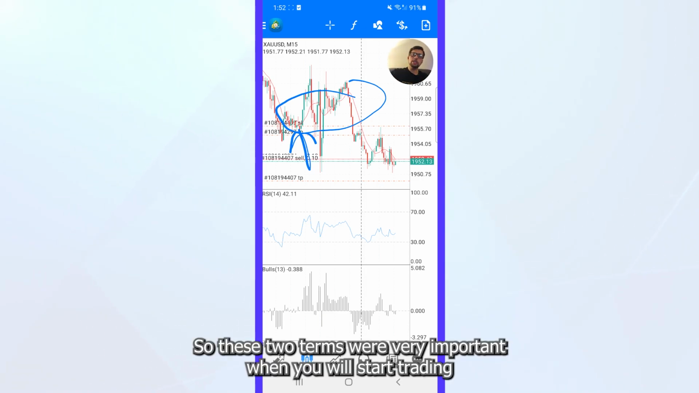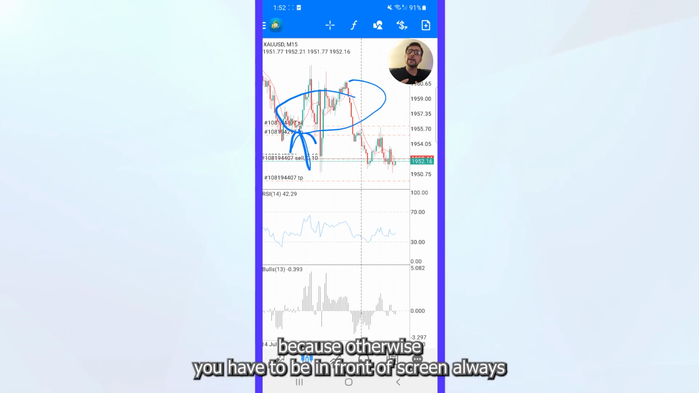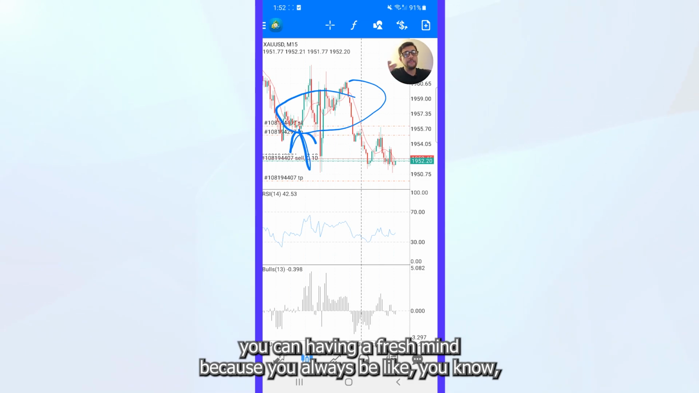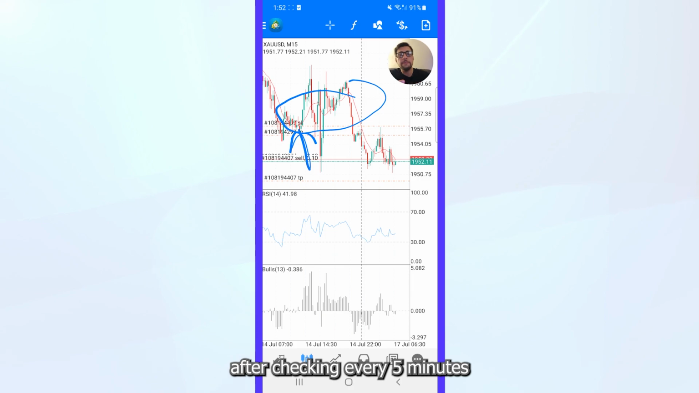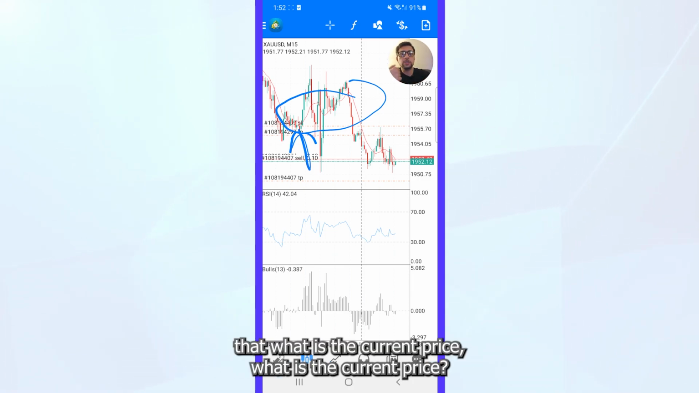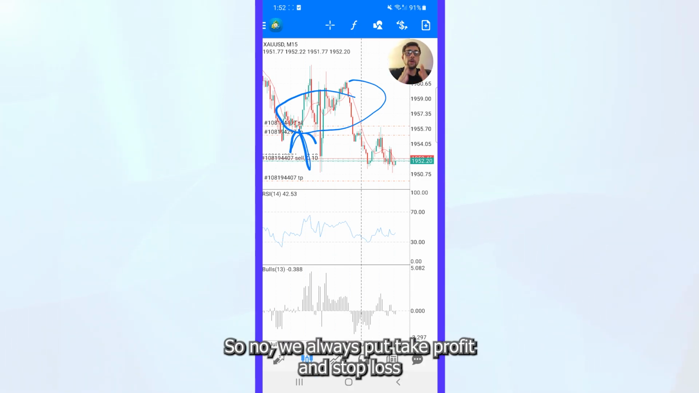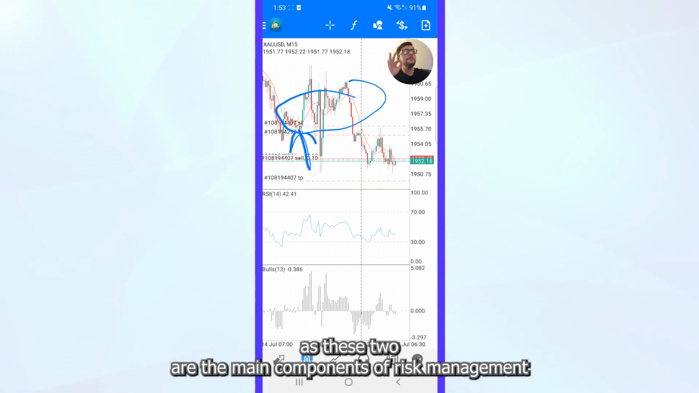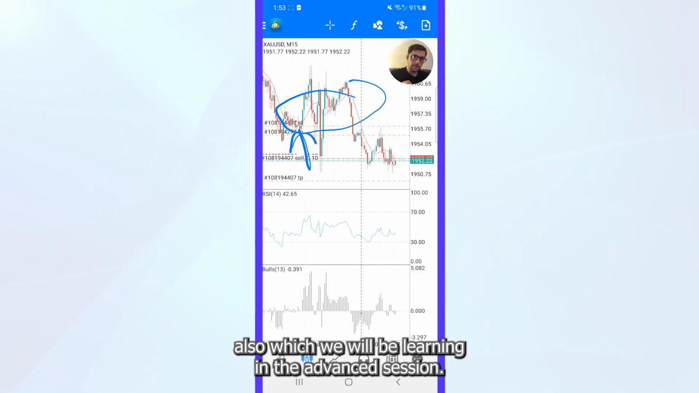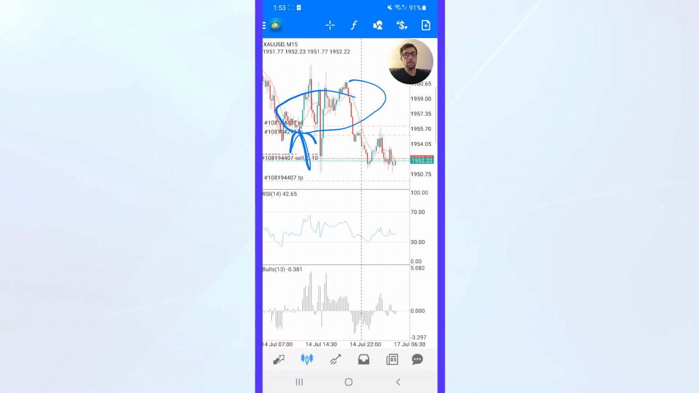So these two terms are very important when you start trading, because otherwise you have to be in front of the screen always. You can't have a fresh mind, because you are always checking every 5 minutes what the current price is, what the current price is. So no, we always put take profit and stop loss, as these two are the main components of risk management also, which we will be learning in the advanced session. So this is all for this session.